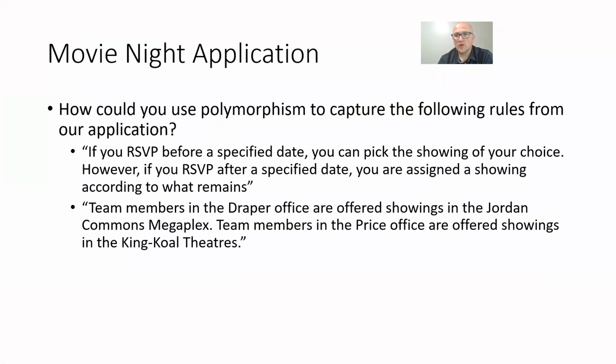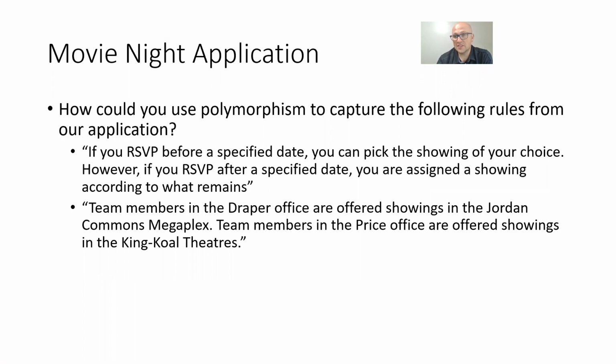Okay, your homework for this time is to think about how we can use polymorphism in our movie night application. Think about the rules that we may or may not choose to introduce. For example, let's say we had an RSVP cutoff date. If you RSVP before that cutoff date, then we're going to allow you to choose which showing you want to see. But if you RSVP after that date, we're not going to allow you to choose. We will assign you a showing based on what's left. So you can probably see some opportunity for polymorphism there.